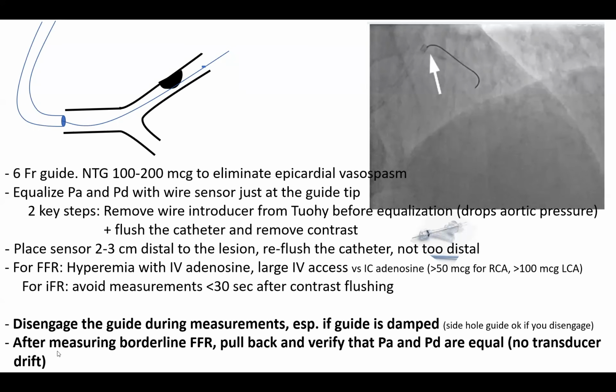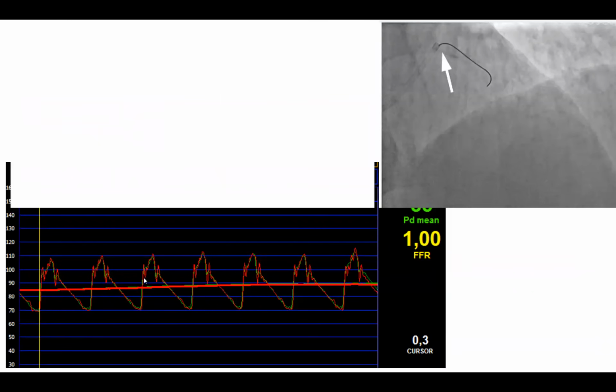Another second important idea, after measuring a borderline FFR, you need to pull back that wire and make sure once more that you're properly equalized and that you did not have a pressure drift, transducer drift of that pressure wire, which is prone to drift, especially with the older generation of wires. Okay. So those last two are very important, and they create error in FFR measurement in up to 30% of patients. So this is what I mean by equalization.